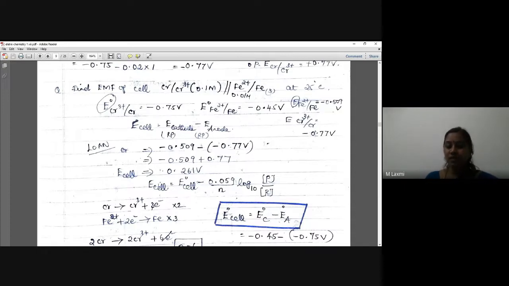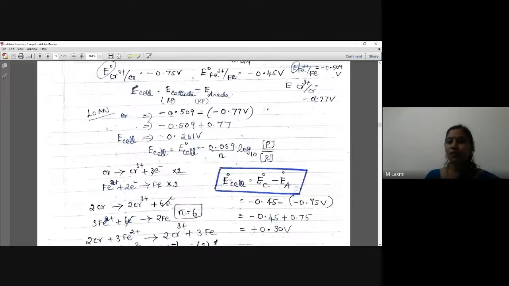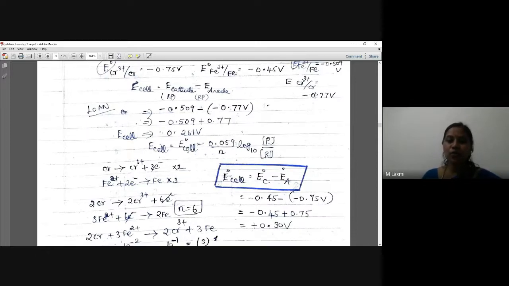Step 2 is I need to supply it in the Nernst equation. E of cell, the electrode potential of the cell at any concentration at any temperature, is equal to standard E naught of cell minus 0.059 by n into log 10 product by reactant. I should know what is E naught of cell, right? I have found out E of cell. I have to find out what is E naught of cell. For that, I have to again go back to E naught of cell is equal to E naught of cathode minus E naught of anode.